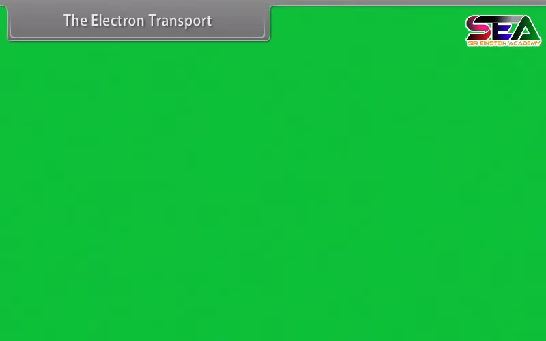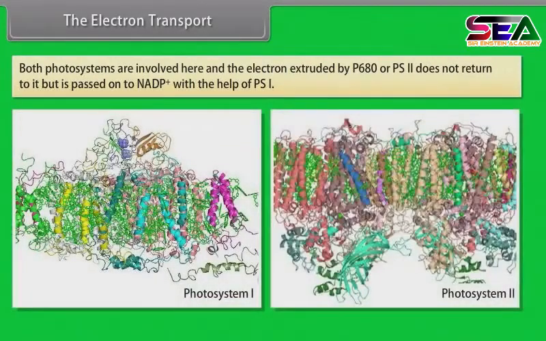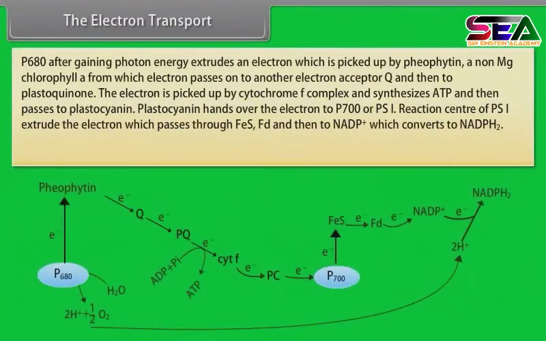The electron transport. Both photosystems are involved here and the electron extruded by P680 or PS2 does not return to it but is passed on to NADP+ with the help of PS1. P680 after gaining photon energy extrudes an electron which is picked up by pheophytin, a non-Mg chlorophyll A, from which the electron passes on to another electron acceptor Q and then to plastoquinone. The electron is picked up by cytochrome F complex and synthesizes ATP and then passes to plastocyanin.